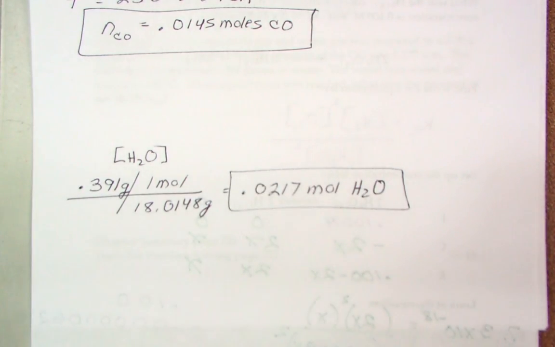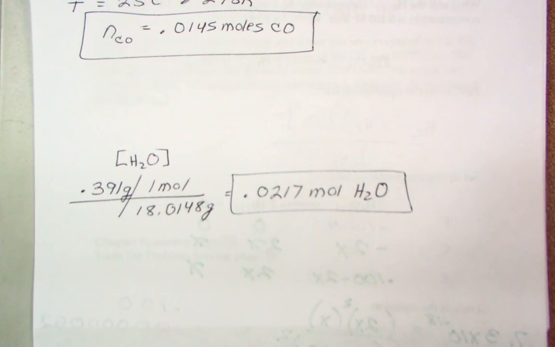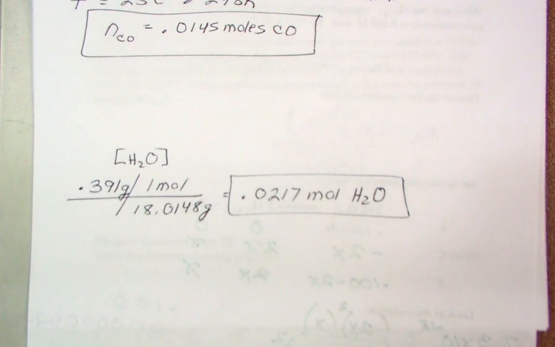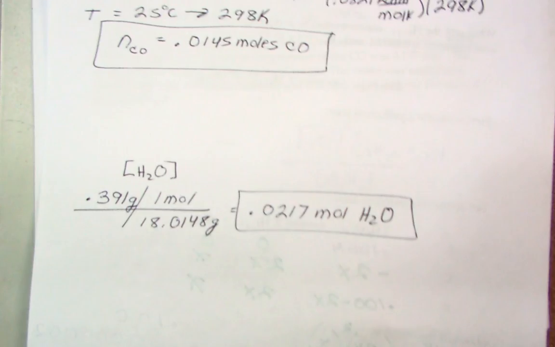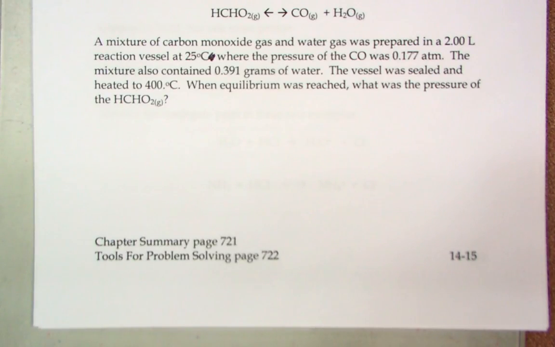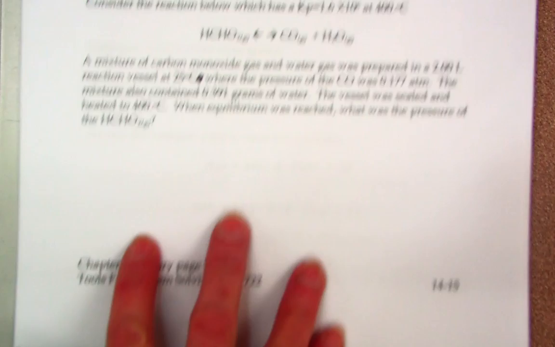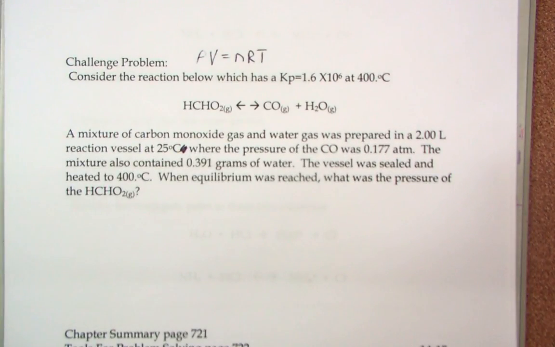Now I know the moles of each of my two products. Now what do I do? Sure, why do I want to do that? Okay, let's set up our ICE chart for starters. Or we'll set that up in a minute. Let's write out our expression. Okay? Let's write our equilibrium expression. What does that look like?